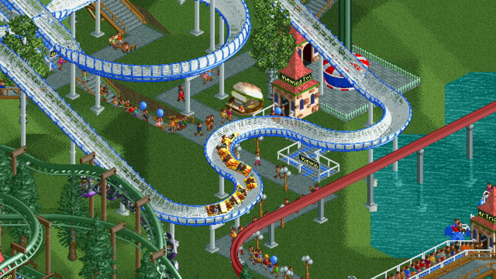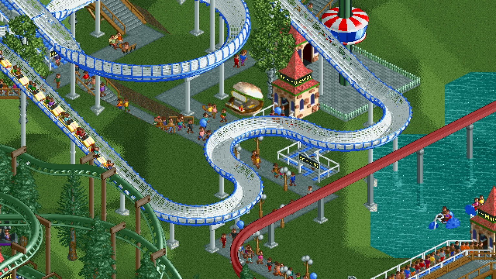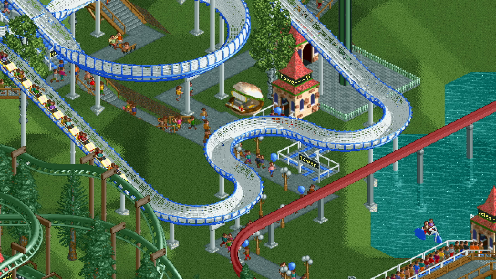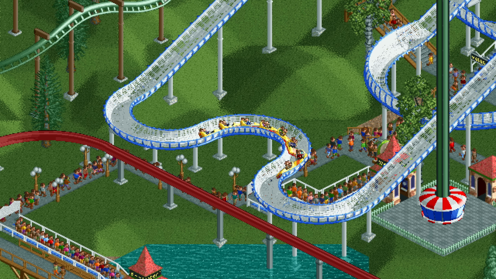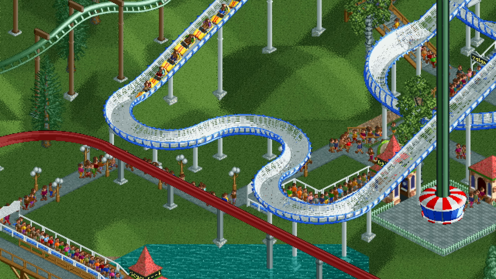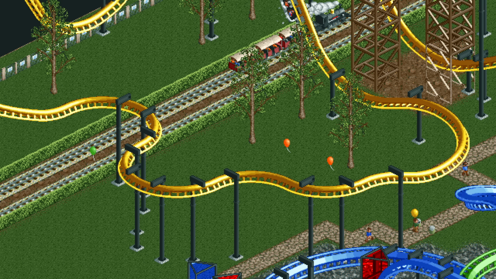Wait, what happened there? Did the train just swing to the inside of a turn? Yes, that's right, RollerCoaster Tycoon inverted the physics here so it swings in the wrong direction. The bobsleigh coaster is not the only ride to do this.